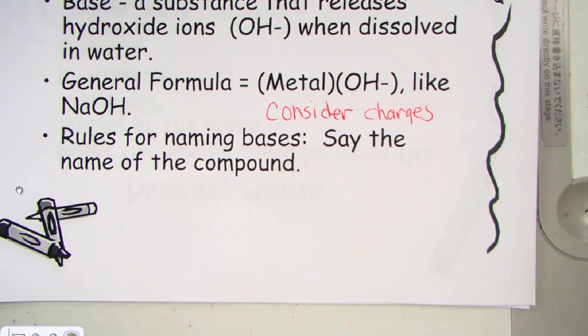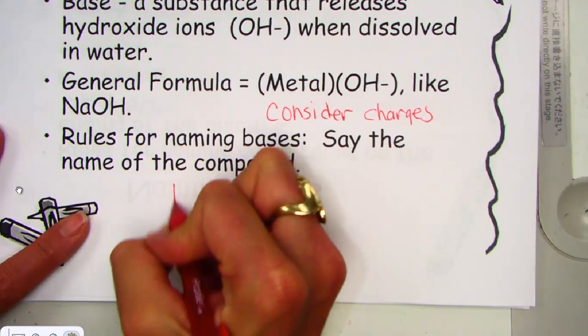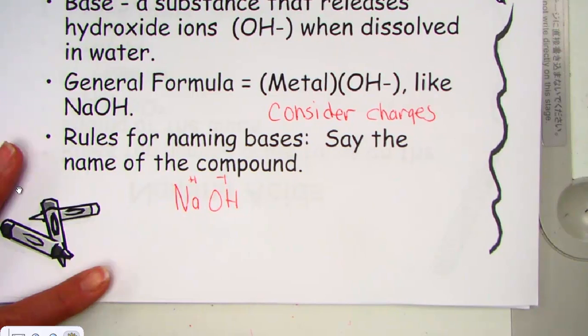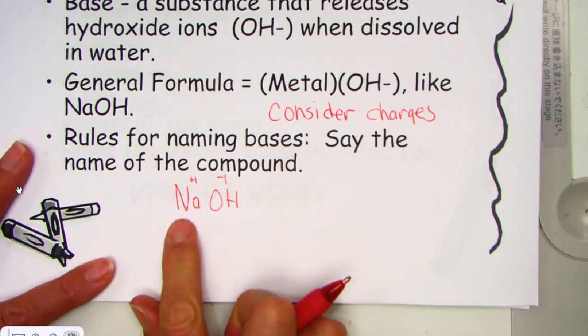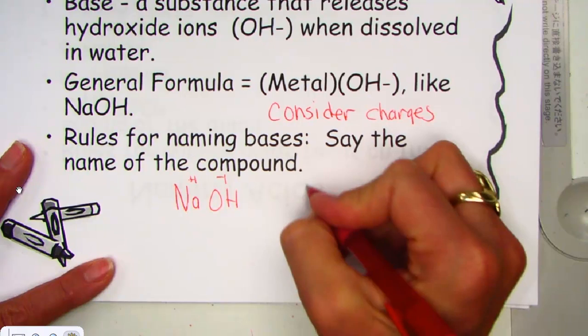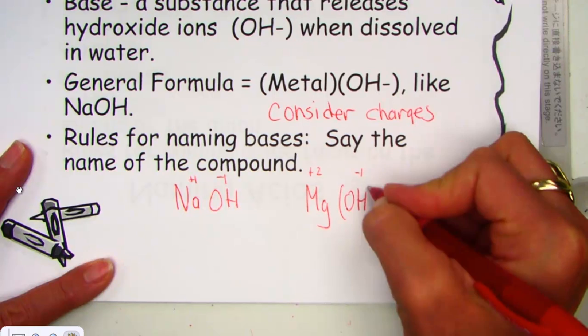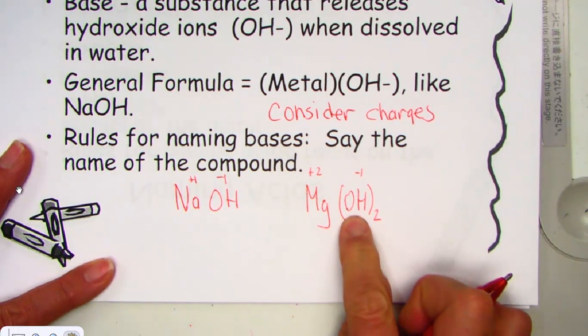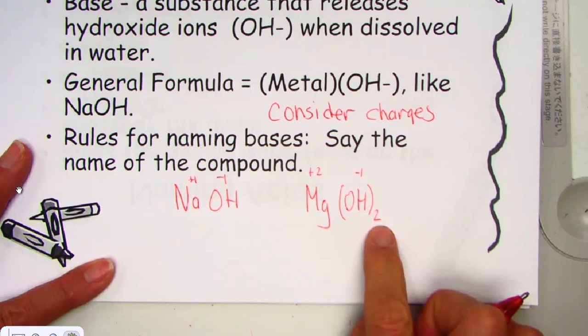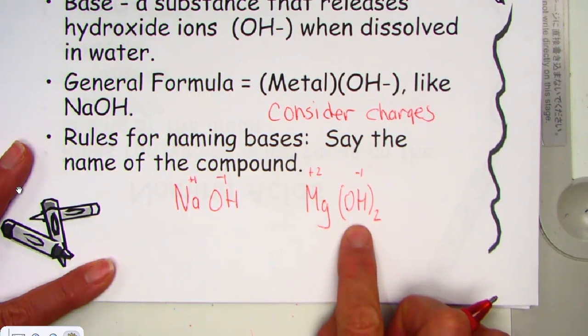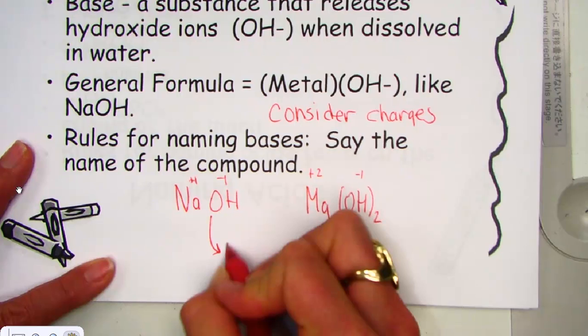When we're naming bases, we simply say the name of the compound, the metal, followed by the word hydroxide. For example, sodium, who's a +1, hydroxide, who's a -1. We're just going to say the name, sodium hydroxide. What if our metal ion carried a +2 charge? Remember the crisscross rules, Mg(OH) taken twice in parentheses, and we just simply say the name of the compound, no special set of rules at all for bases, magnesium hydroxide.